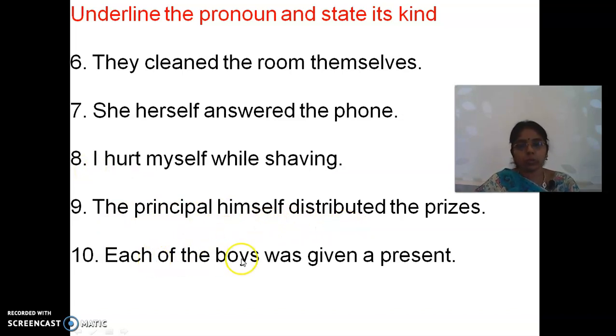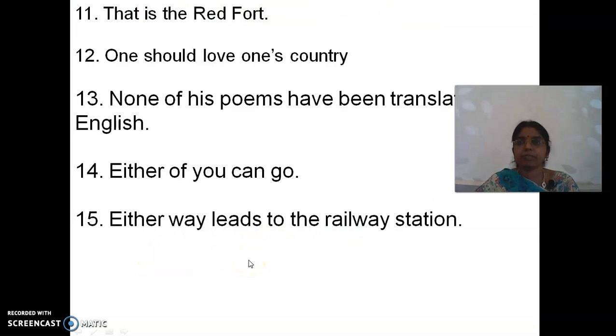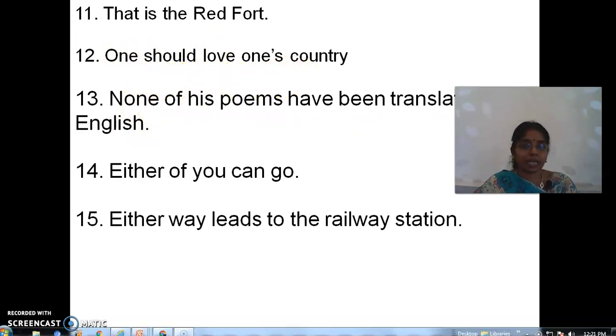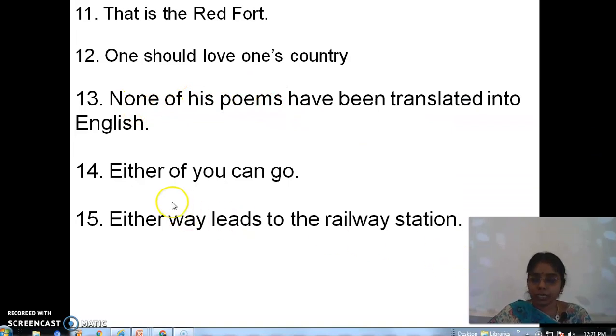Each of the boys was given a present. That is the Red Fort. One should love one's country. None of his poems have been translated into English. Either of you can go. Either way leads to the railway station. Right?